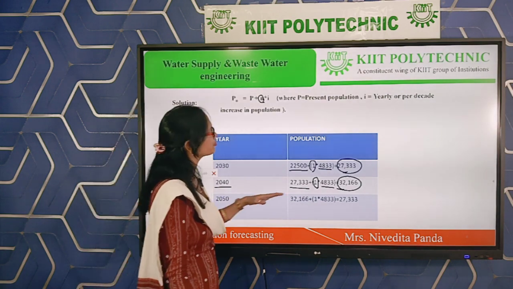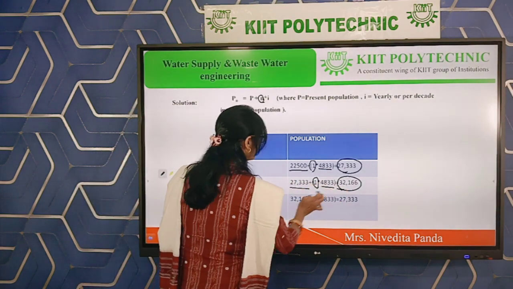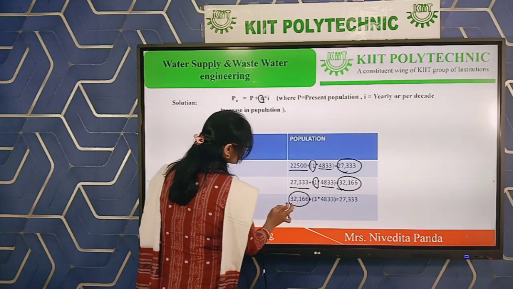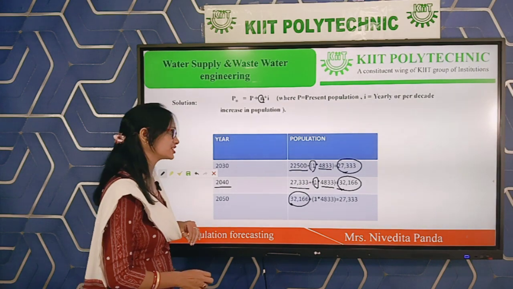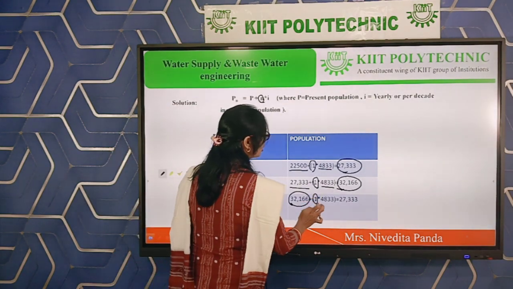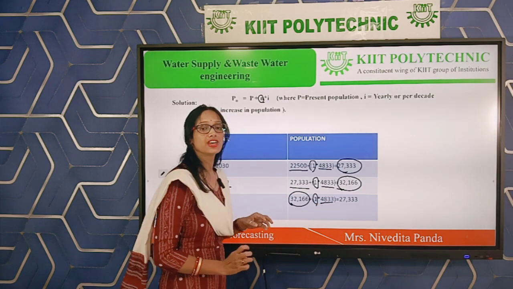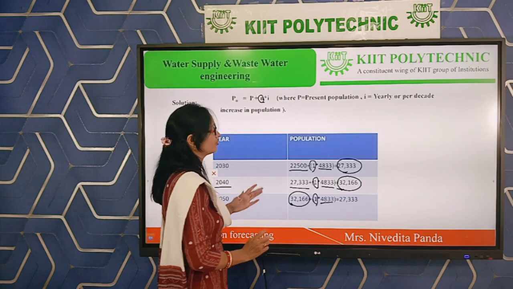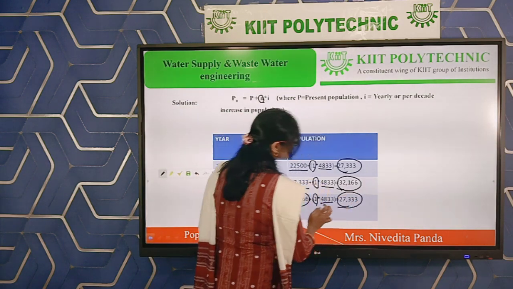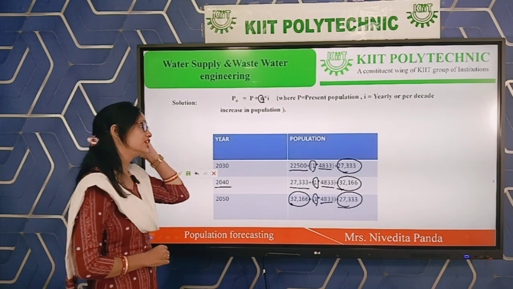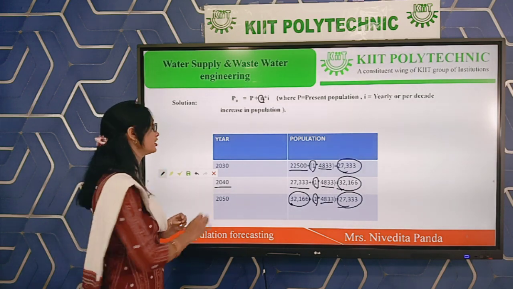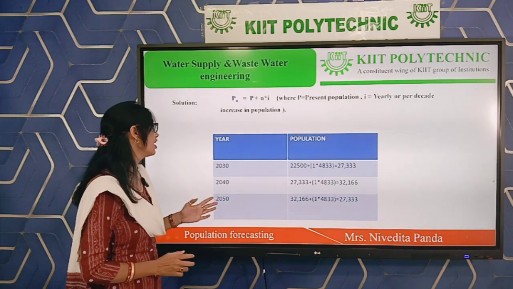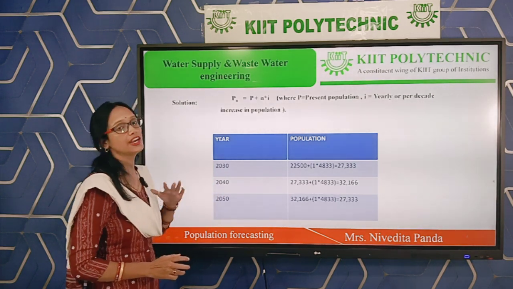After the calculation of 2040, we will go for the calculation of 2050. Here we will take the present population of 2040, that is 32,166, to calculate the 2050 population. N will remain constant, and 4,833 is the average increase in population, and the value we get after the calculation is 27,333. In this way, we can calculate in the arithmetical increase method the expected population in 2030, 2040 and 2050.